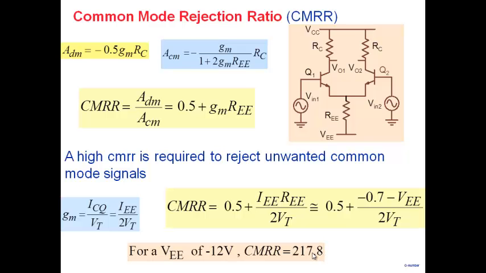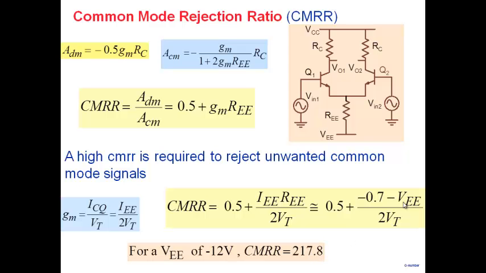The CMRR that people are looking for in various applications are 10,000, 80 dBs, or 10 to the power 5. 60 dBs is 10 to the power 3, 80 dBs is 10 to the power 4. So we are looking for very large CMRR. But if I look at this expression here, this is only 200. So if I want to increase CMRR, what do I have to do?